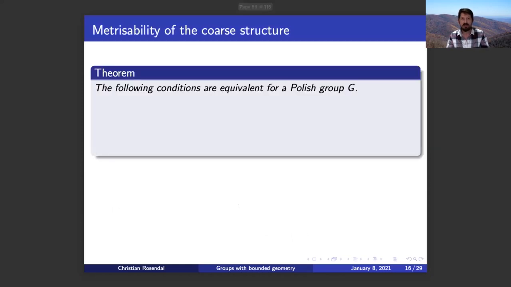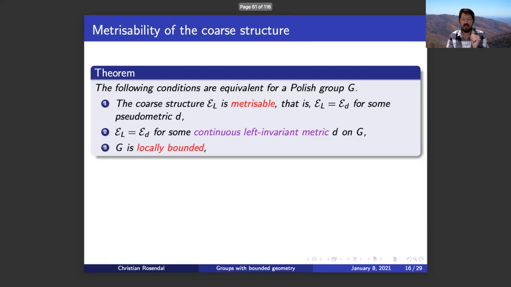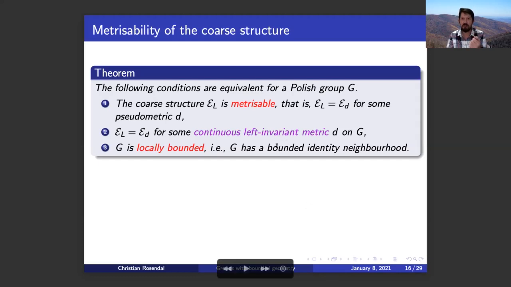So let's look at metrizability. You'd like to just have this core structure be simply given by some metric on the group. For our Polish group, metrizability of the core structure, meaning that it's the core structure associated to some pseudometric, is the same as it being the core structure associated to some continuous left invariant metric on G. And again, we have an operative verification of this, namely that the group is locally bounded, meaning that it has some identity neighborhood which is bounded. For example, if you have a locally compact group, locally compact means that it has a compact identity neighborhood, and compact is automatically bounded. So these are the locally bounded groups, meaning that the associated core structure is metrizable.